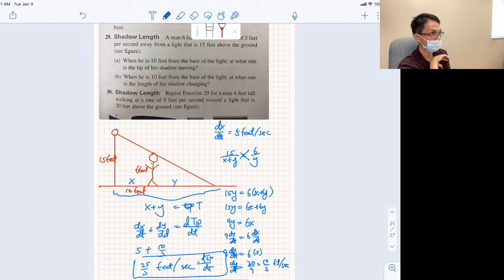If the rate at which he's moving is 10 feet per second, 5 feet per second, wouldn't you just plug in 10? See, but it's a variable because he's moving. Yeah, so you can't just plug in 10 for x. But who says?